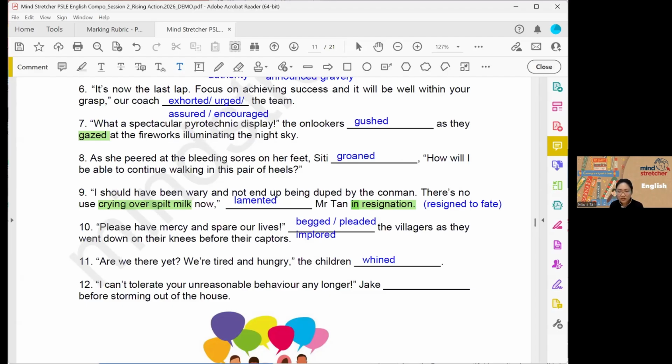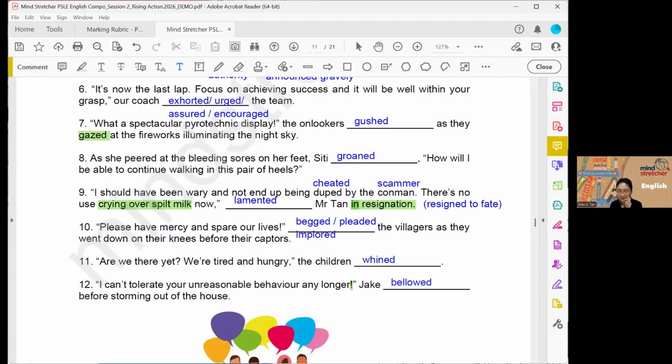I can't tolerate your unreasonable behavior any longer, Jake bellowed, before storming out of the house. If you speak in an exclamation, and I think some students like to use this word, bellowing. Bellow is a very low and loud voice. Being duped means being cheated. So something that's duped is not real. A con man is a cheat. It's a scammer. Someone who's trying to scam you.